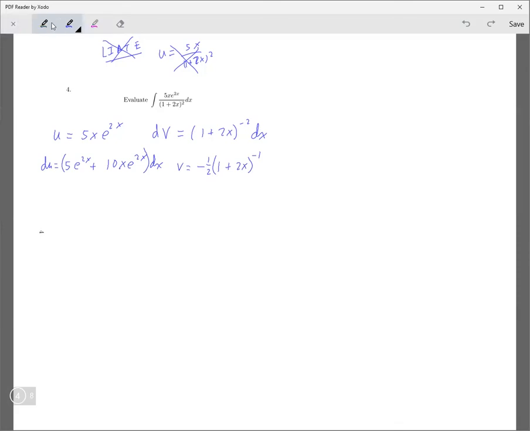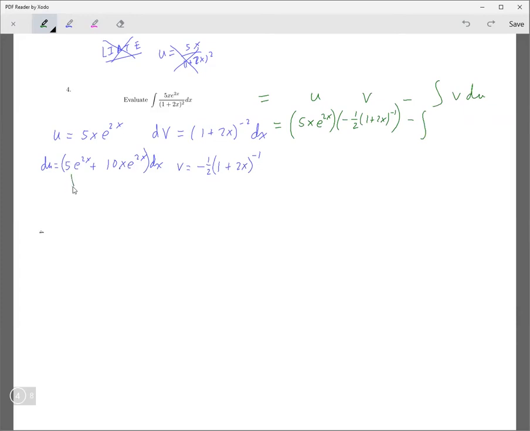Okay, so now we can go ahead and plug everything in. So this is uv minus the integral of v du. Because of this part right here, I kind of think of this as you're doing voodoo, something like that. Okay, but anyways, 5x e to the 2x, and then v is this one right here, negative 1/2, 1 plus 2x, minus the integral of v du, so it's the product of those two, this times this.